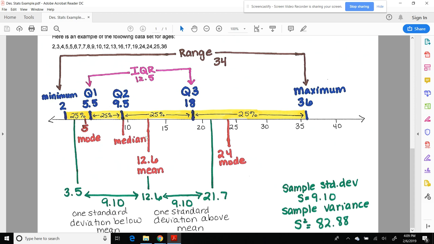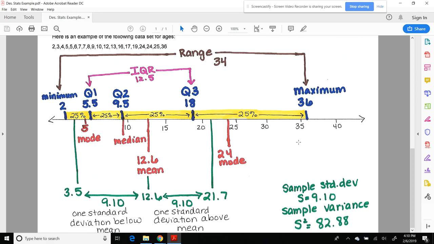So you can think of this in terms of percentages of the data that you're looking at. Say if I wanted to find the bottom 75%, that would occur between 2 and 18, because these yellow areas add up to 75. If I wanted to find the upper 75% of the data, I would go from 5.5 to 36. So again, this is descriptive statistics.